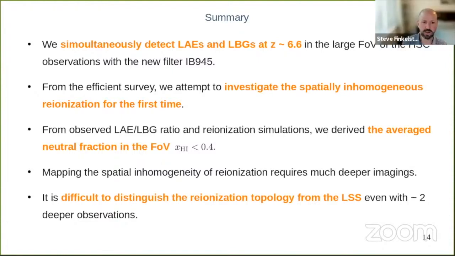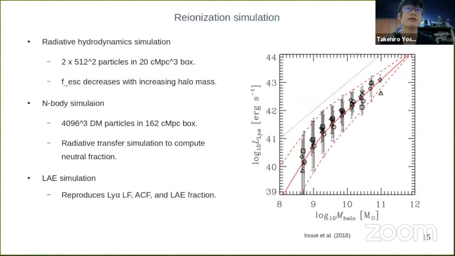Can you say any more about how the model you use populates the intrinsic Lyman alpha luminosity of galaxies? About the reionization simulation, we use a combination of hydrodynamic simulation and N-body simulation. In the simulation model, they use a typical model to simulate the Lyman alpha emission line. So the Lyman alpha emission line is determined by the halo mass.